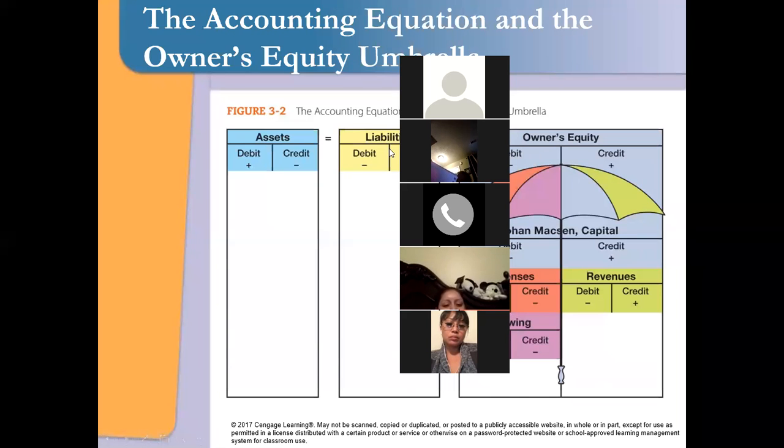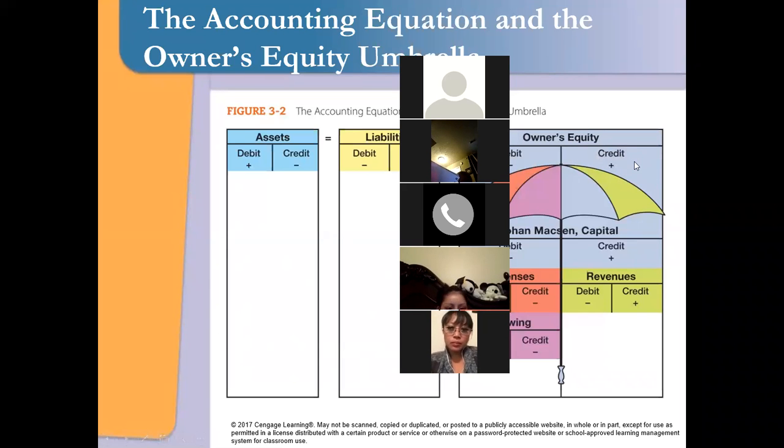So if I had a liability and I wanted to increase it, I would put it on the right side of the T account, whatever that T account is: loans payable, accounts payable, mortgage payable, etc. If I had an owner's equity account, for instance, like capital, if I wanted to increase it, I would put the amount on the right side of the T account, or in other words, I would credit it.